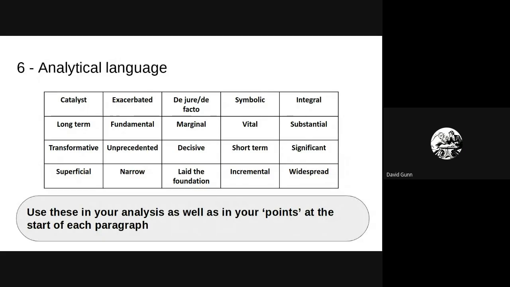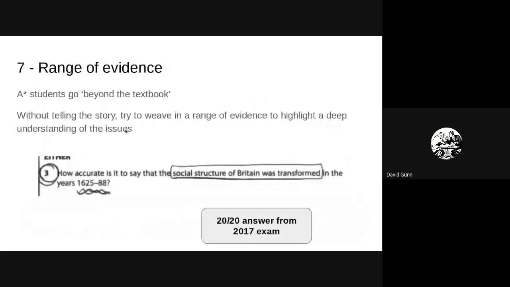Okay, so the 7th and final tip for getting an A star in your history essays is using a range of evidence. A star students tend to go beyond the textbook. Without telling the story, they're weaving in a range of evidence to highlight a really deep understanding of the issues. What I've got here is a question from the 2017 paper 1, Britain 1625 to 1701.